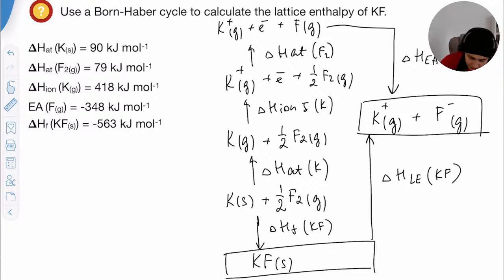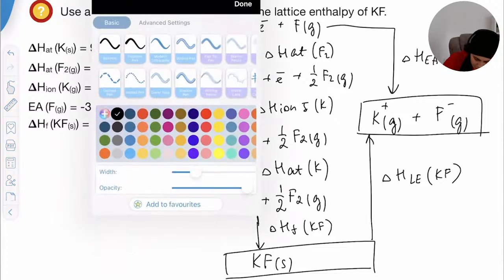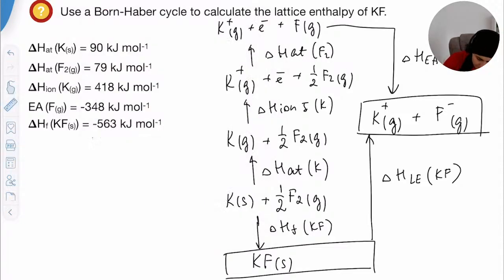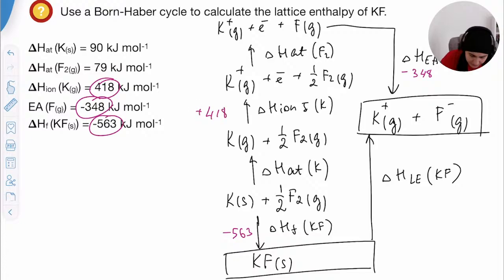Now I will just assign all the numbers to these enthalpy changes. I will just write them out. So what do I have? I have formation of KF, it's -563. So you see arrow down, that's why enthalpy change is negative. Then electron affinity of fluorine, minus 348, so this arrow. Then I have ionization of potassium 418. It's plus, so arrow up. Atomization of fluorine 79. And atomization of potassium was 90, so here is 90.